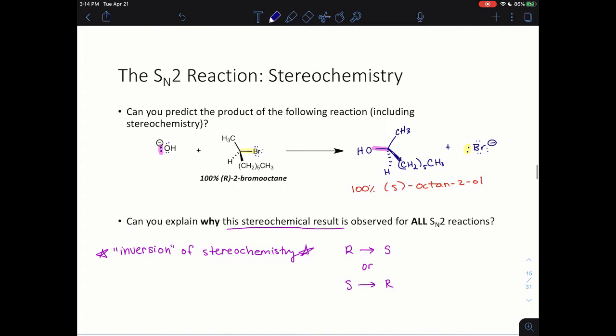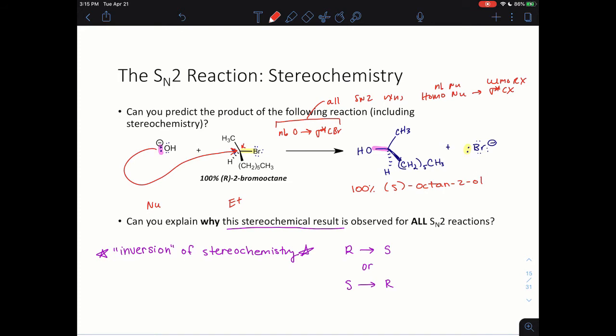So the product: we started out with 100% R 2-bromooctane. So this is a stereocenter. This is also the alpha carbon. This is where the SN2 is happening. So we're going to have attack of the non-bonding electron pair on oxygen. So hydroxide is the nucleophile. It's attacking sigma star C-Br. And these are the molecular orbitals for all SN2 reactions. We're going to have the HOMO of the nucleophile, which is a lone pair, so some non-bonding electrons, attacking the sigma star C-X every time, which is the LUMO of the alkyl halide.